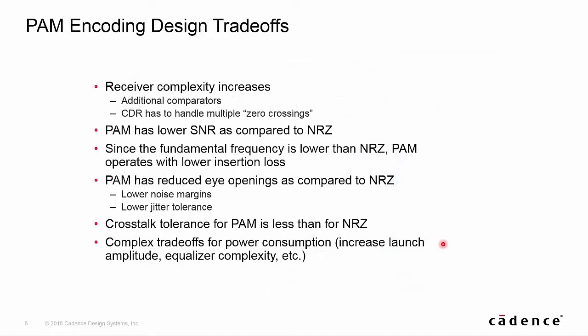So what are some of the trade-offs when using PAM encoding? One is that the receiver complexity increases. Instead of a simple one comparator on NRZ, we now need additional comparators for each of those voltage levels. The clock and data recovery has to also handle multiple zero crossings, so it is more complex on the receiver side. PAM encoding also has a lower signal-to-noise ratio as compared to NRZ, and that is because the vertical eye voltages are lower in PAM than they are in NRZ.